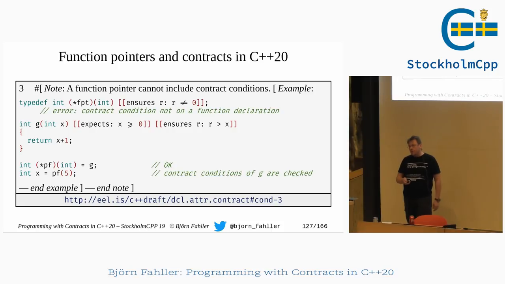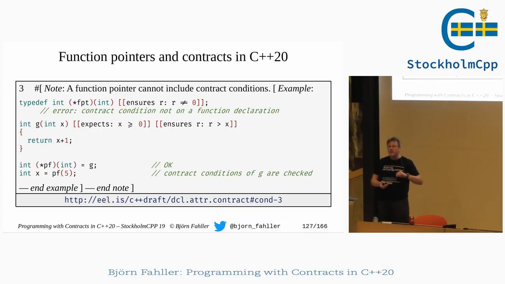So two things here. Since the function pointer cannot have the contracts at all, it means that the contracts are not part of the signature, which means that if we have something that takes callbacks, we cannot impose contract obligations on the callback. I think that is a bummer. It would make sense. Yes.